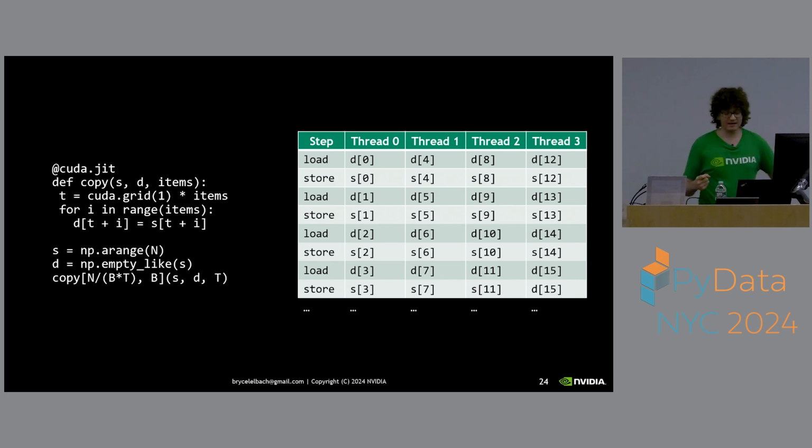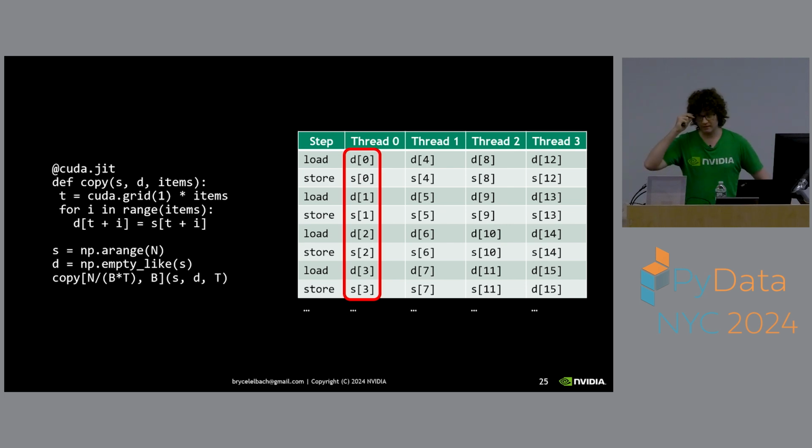Now let's think about how this kernel will actually access memory. Here's a table showing what a grid of 4 threads will access when running this kernel. So thread 0 will access items at index 0, then index 1, then index 2, etc. Now, this might look great to you, right?